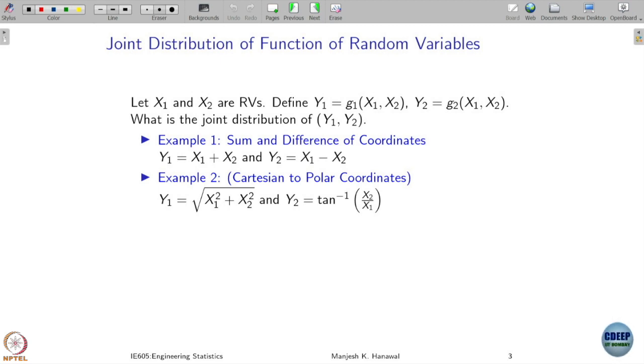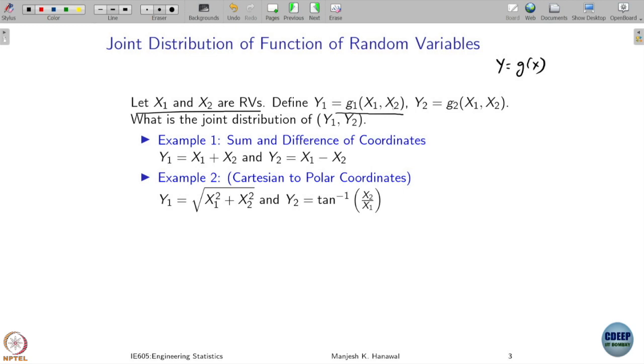Let's say you have two random variables, and now you are trying to get new random variables out of this, and you may have multiple of them. One of them I get by applying some function g1, and I get a new random variable y1 which depends on both x1 and x2, and I have another random variable y2 which is again obtained from x1 and x2 after applying function g2. So now we are expanding, right? Earlier I had just one function of one random variable. Now I have multiple random variables, and I am applying a function on both of them.